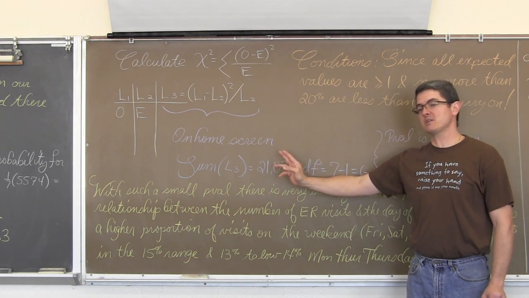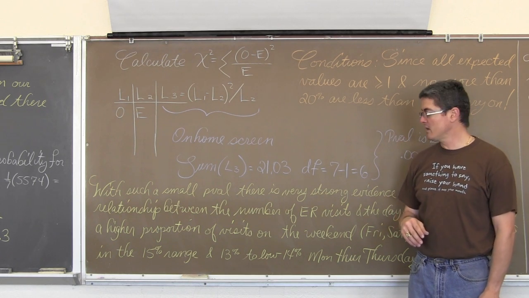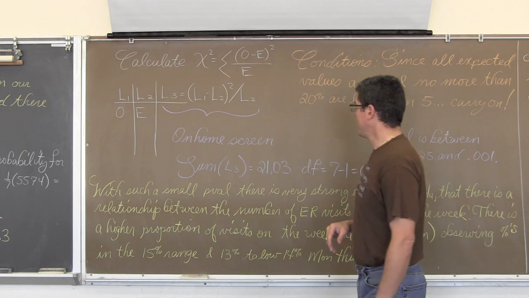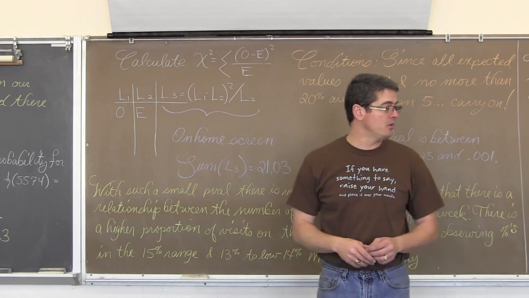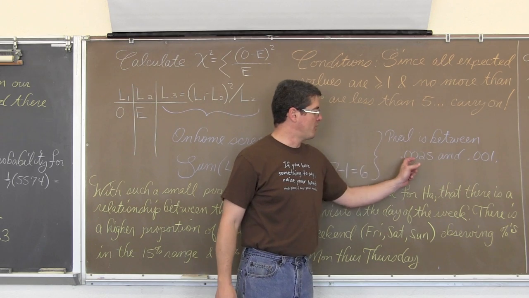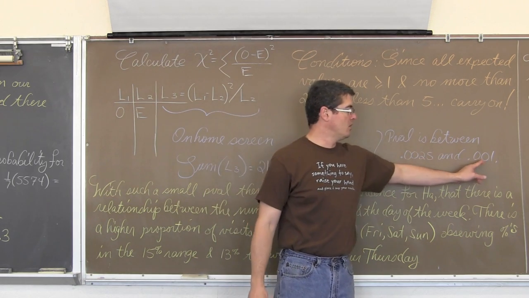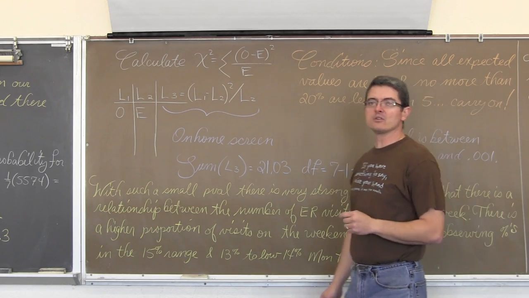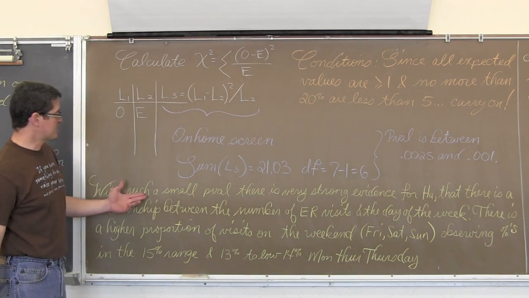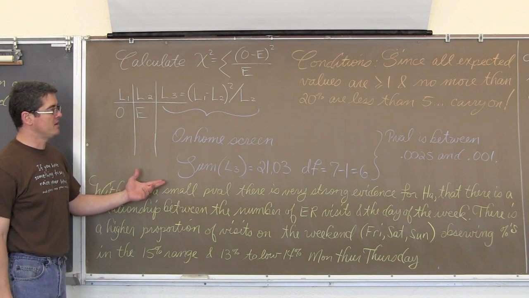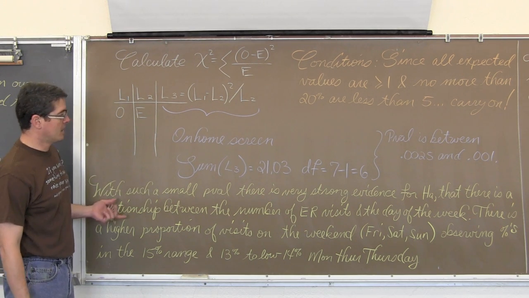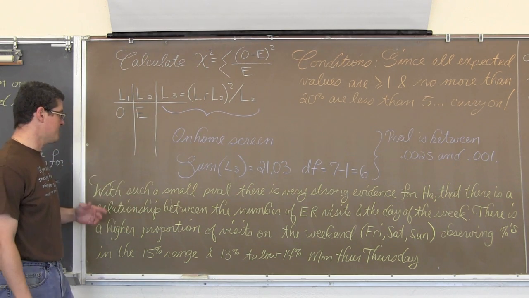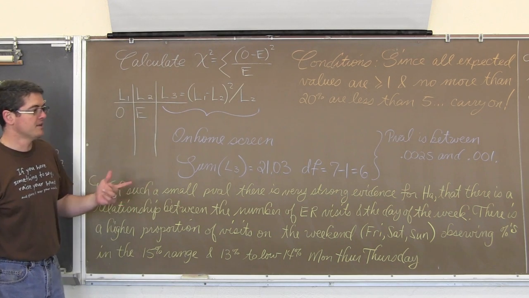And in this case, we have a chi-square value of 21.03, a degree of freedom of 7 minus 1, which is 6, and that translates into a p-value that's between 0.0025 and 0.001. Those are very, very small p-values. So our conclusion is going to be, with such a small p-value, there's very strong evidence for H sub a. That means that there is a relationship between the number of ER visits and the day of the week.